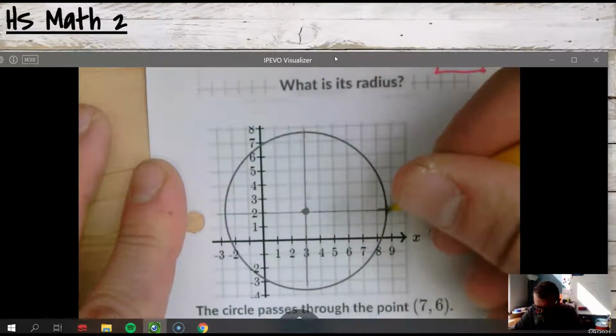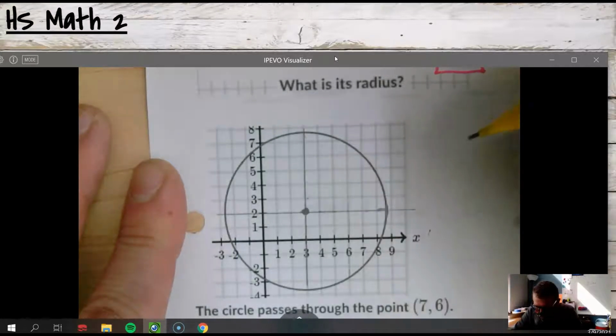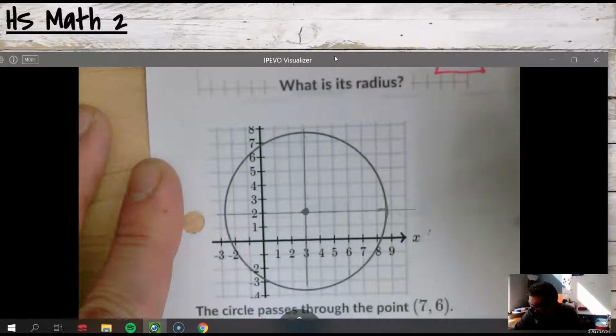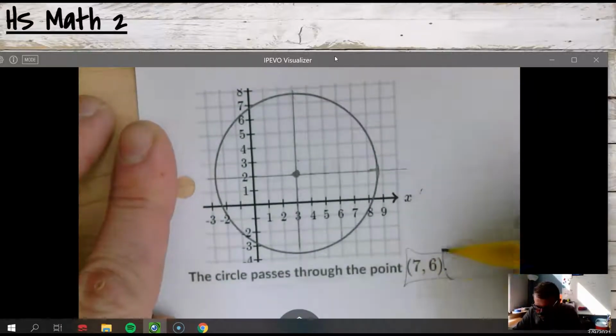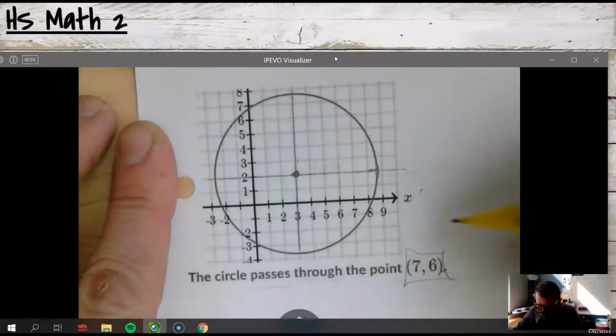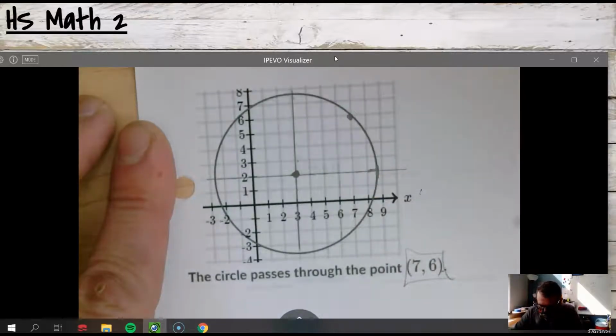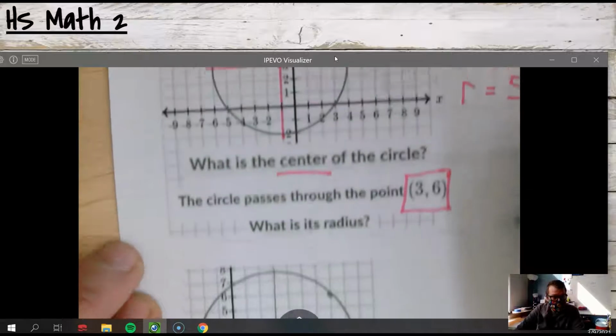But out here, I'm not even sure exactly what that point is. It's 8 something. Well, it gives you a point. It gives me a point that I can use. So we use 7, 6. Oh, wait. So we never even talked about this up here.